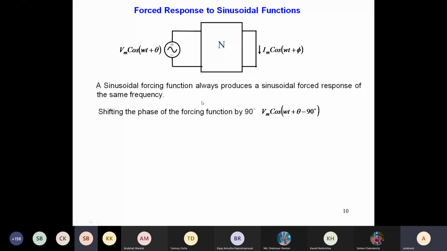But what will it lead to in the response? In the response, what will happen? There will be a lag of 90 degrees. The response will also lag, because both the voltage and current phasors will have the same relative spacing. So if you change the forcing function to this, it basically gives you Vm sin omega t plus theta.